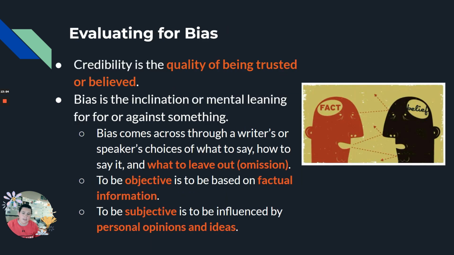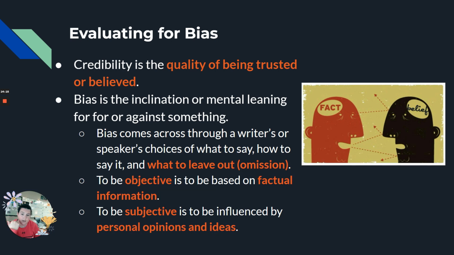The other part, when we're talking about evaluating for bias, for freshmen, this probably won't apply a ton to you, at least with this particular assignment, but for everybody. So we are talking about credibility when we talk about bias. Credibility is the quality of being trusted or believed.